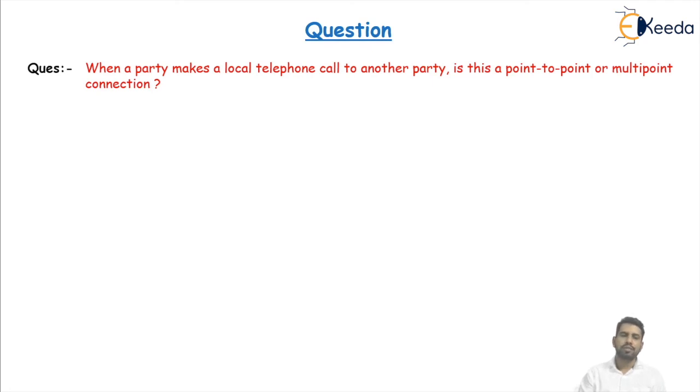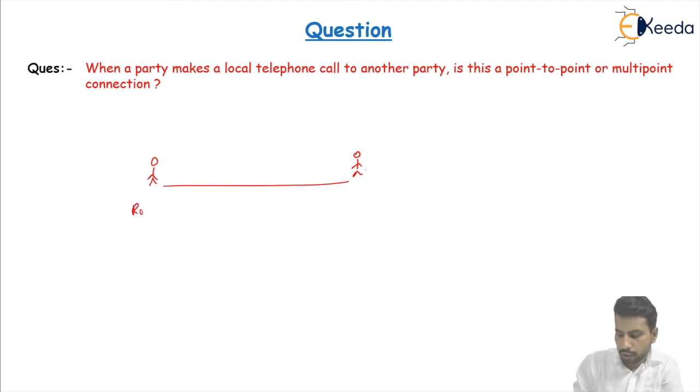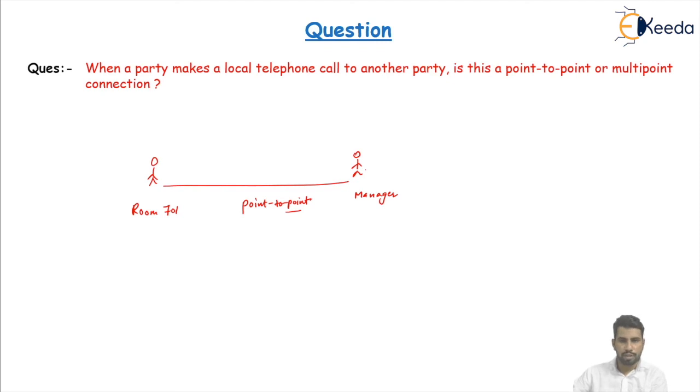Now, the answer is simply this. Here we have party 1 and here party 2. These two parties are communicating locally, on local phones. In hotels, you generally see this one is room number 701 and here is the manager. The room guest calls the manager for some service. So they are communicating point-to-point because they are communicating locally. The connection is local. A dedicated line is established between these two persons. This is the concept related to the types of connections.